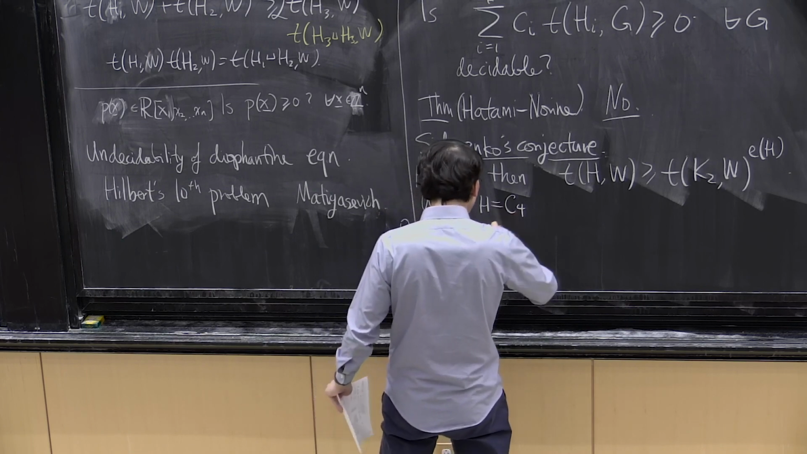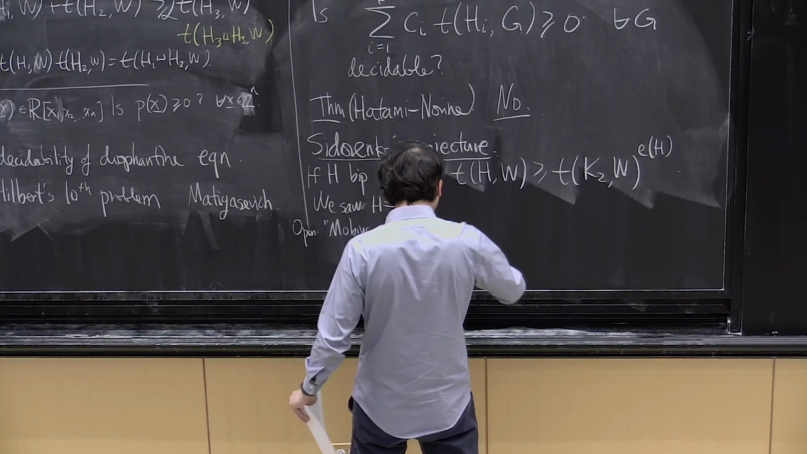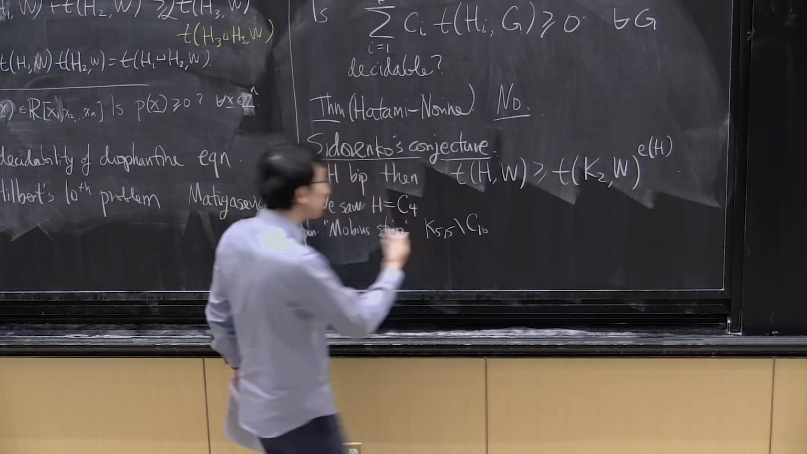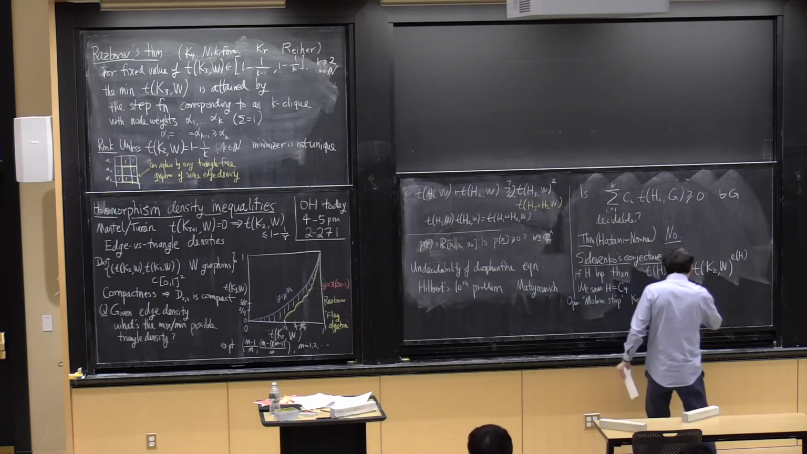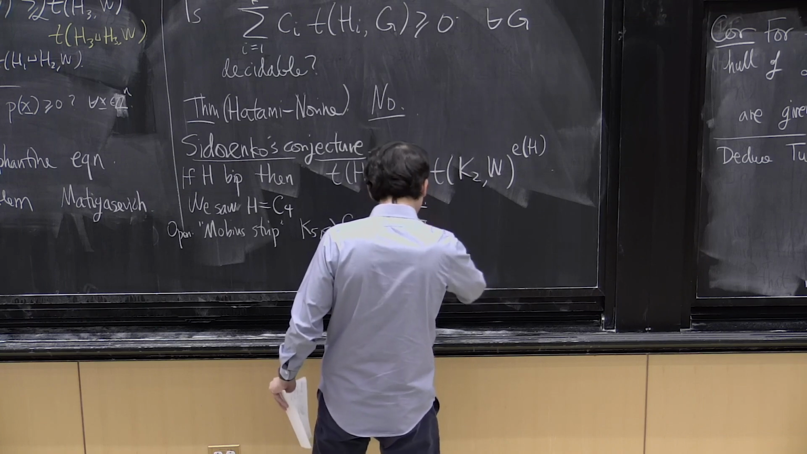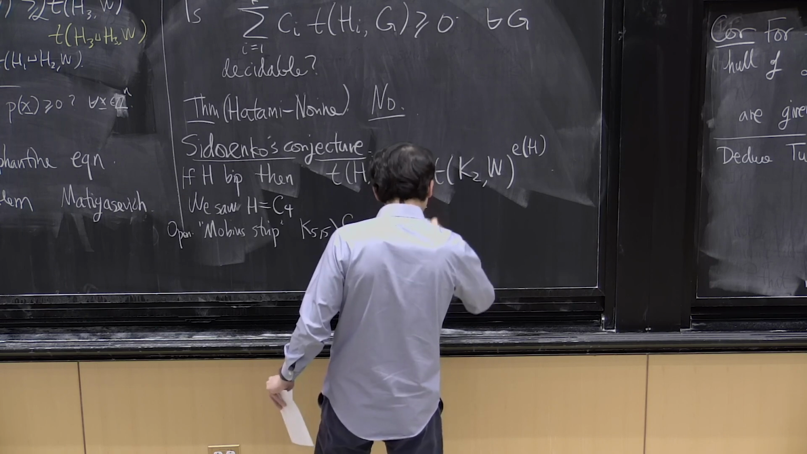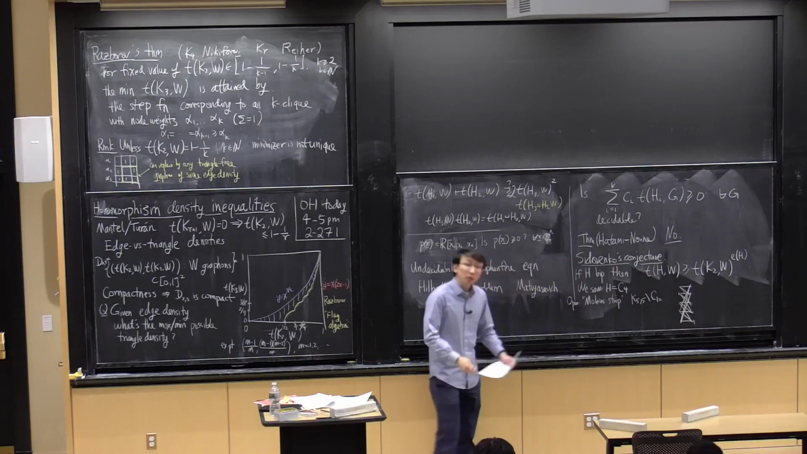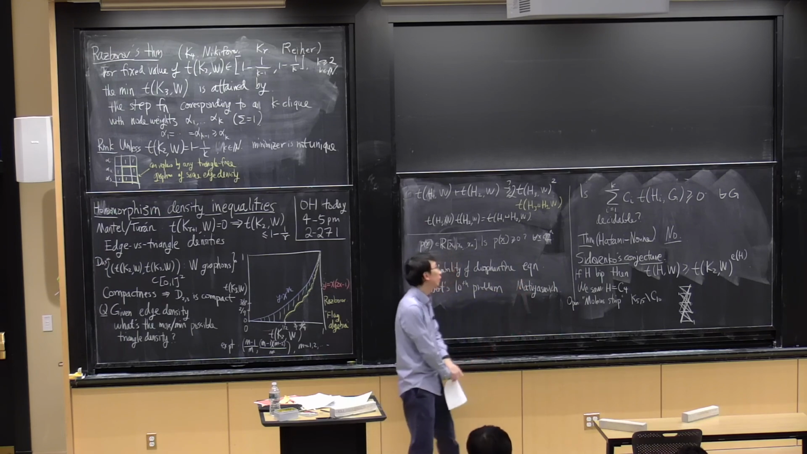So the Mobius strip graph, which is a fancy name for the graph consisting of taking a K55 and removing a 10 cycle. So that's the graph. It is open whether this inequality holds for that graph. And this is something of great interest. So if you can make progress on this problem, people will be very excited.